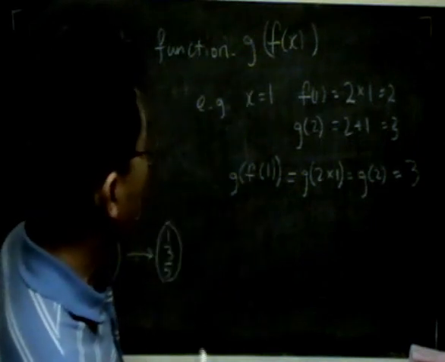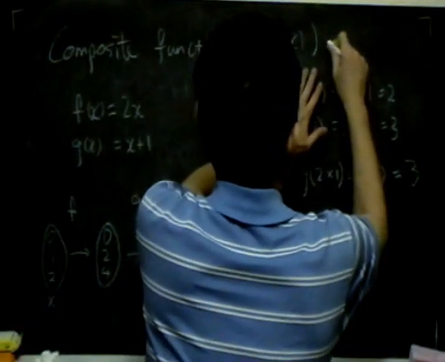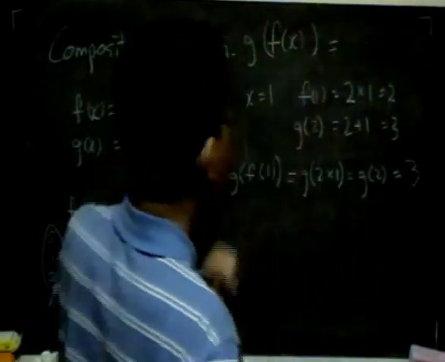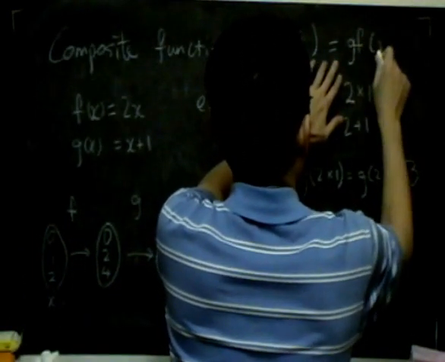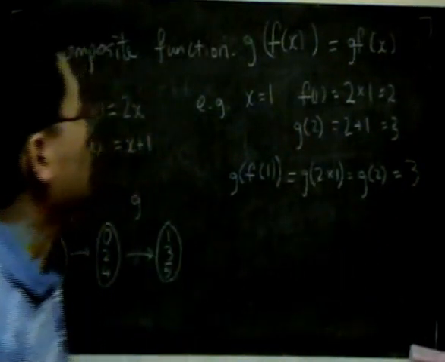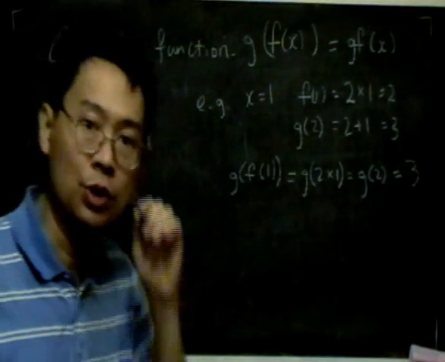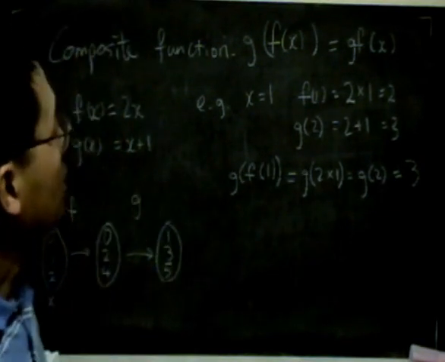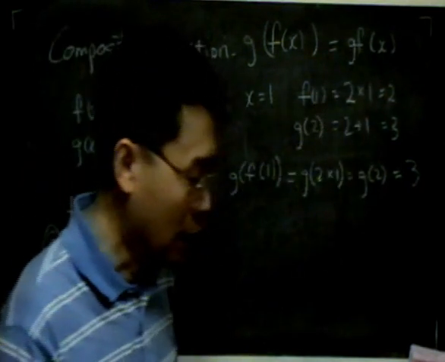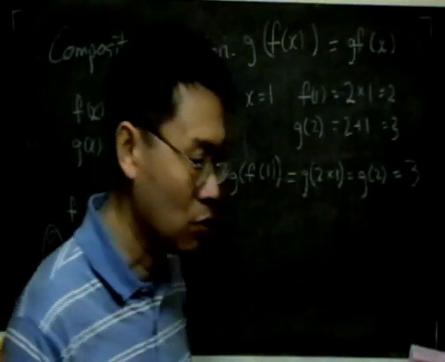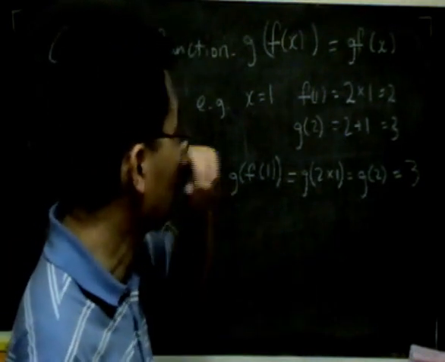Now another way of writing that would be to leave out the outer brackets and call it gf of x. So we give our composite function the name gf just by putting g and f together. Now we have to be a bit careful when we look at this notation gf. The ordering is important. For example, if you say fg, it could be quite different. We'll see in a moment.